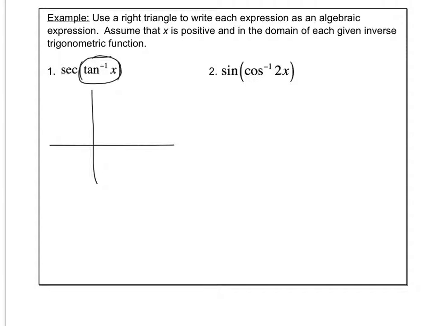I'm going to set up a triangle, and we're assuming everything's positive, so we're going to keep it in the first quadrant, where tangent inverse ends up being x. So tangent is what over what? It's opposite over adjacent. Theta's here. This is technically x over what? It's technically x over 1.